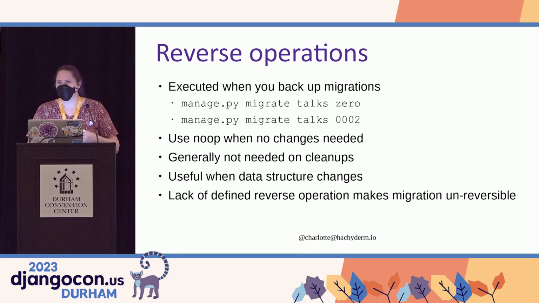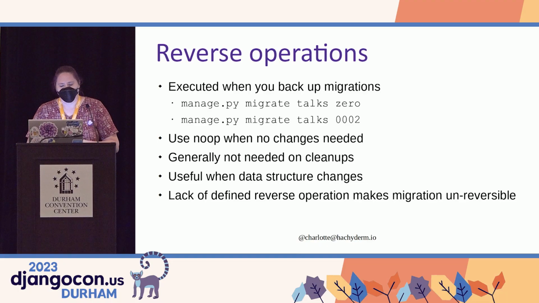So in general, you don't need any sort of reverse operation on data cleanups, but it is much more useful when you have data structure changes. So for example, if you have that JSON field and you're pulling something out and you're making it its own field, you probably want to put that back into the JSON field if you're reversing so that you don't lose your data. So in that case, you just make another function exactly like the one we already wrote, just doing the same thing in reverse, and you put that function name. But we're using the no-op because there's no reverse operation that we need.